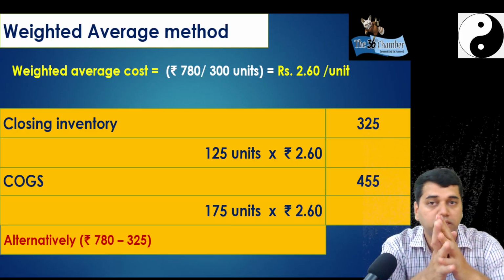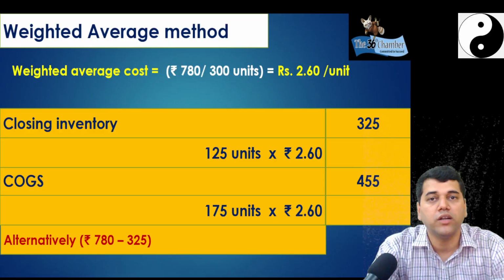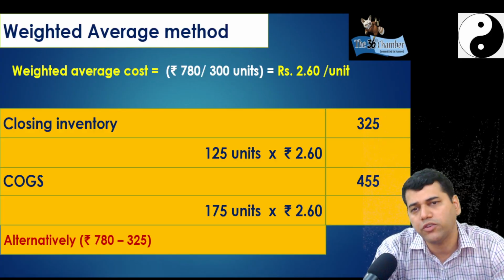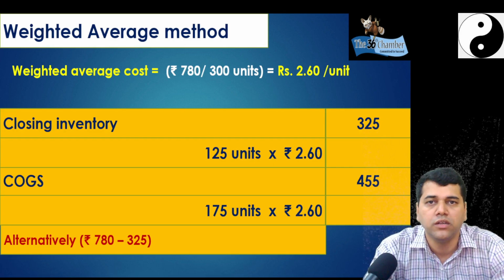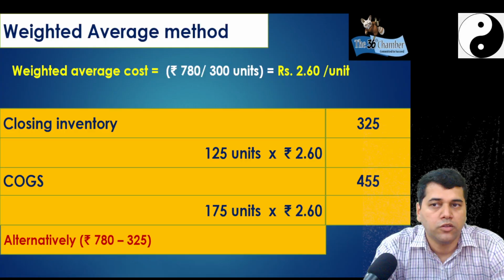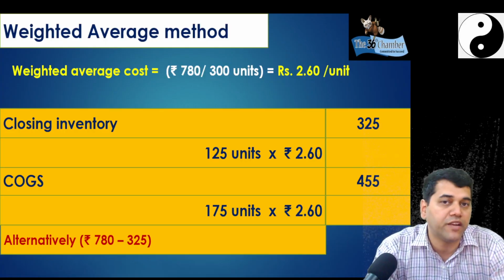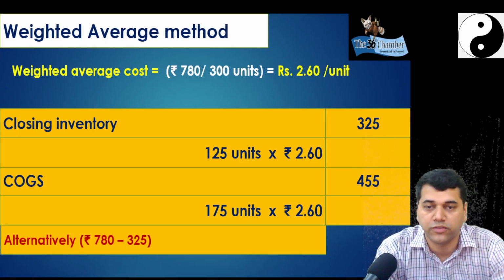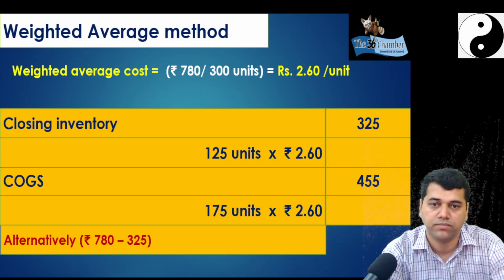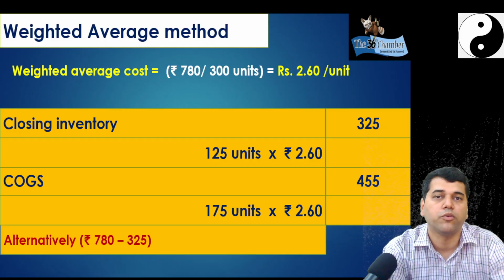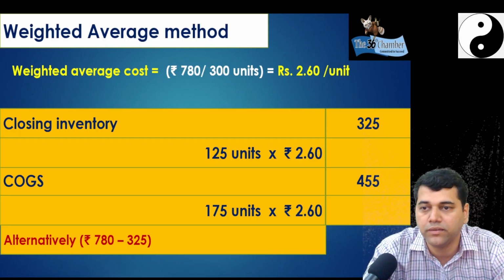Now students, here there is one catch. This is called a simple weighted average, where you have taken everything together: total cost divided by total units. Now there is also a moving weighted average. So be careful in the examination about what they are going to ask you. They may ask you a moving weighted average. So you can pause the video to complete this. I hope you are clear.